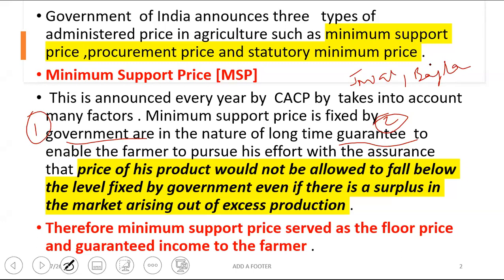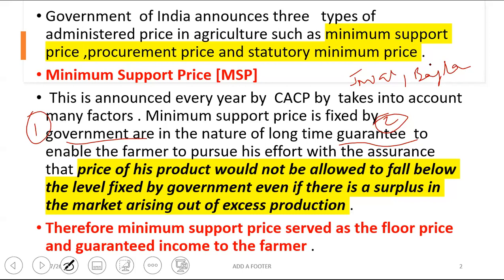There are 2-3 points you'll remember. Point number 1, minimum support price is fixed by government. Point number 2, it is fixed before the harvest. Please remember, that's a very predominant point. Minimum support price is fixed before the harvest.